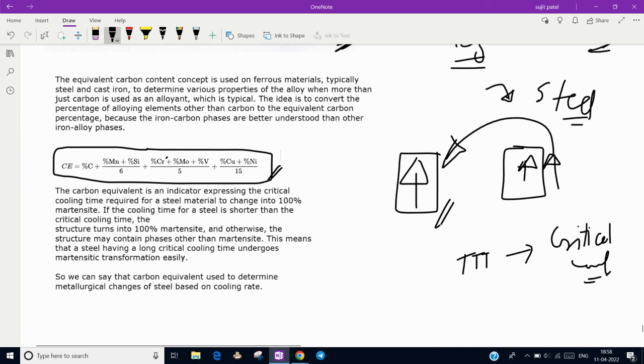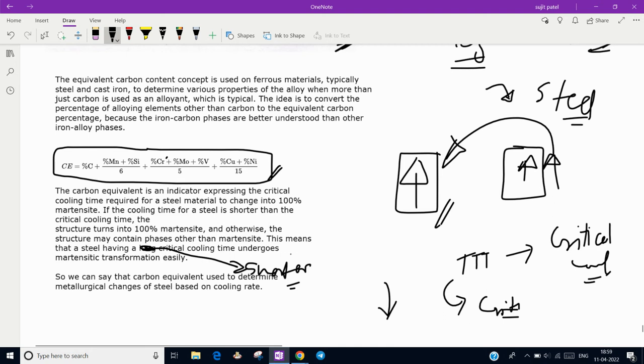Here there is one mistake, that is shorter, it should be shorter, because if the cooling time is shorter than the critical cooling, then and only then it turns into martensite. So the equivalent carbon we have found out, and the critical cooling time: if we cool very quickly, in the TTT diagram you have studied the critical cooling rate. If we keep the rate much faster than the critical cooling rate, then there is martensite formation, and if we increase the cooling period, then other phases like bainite and pearlite will transform.